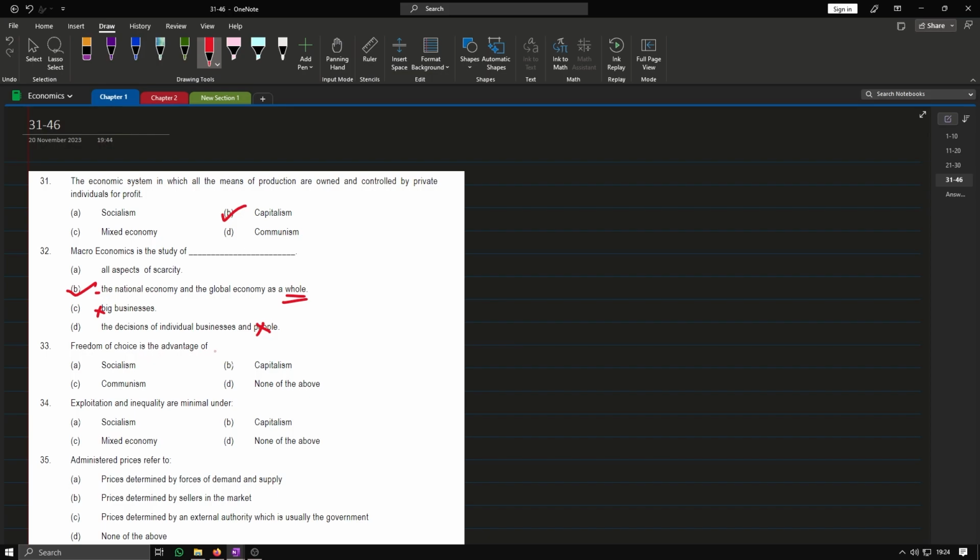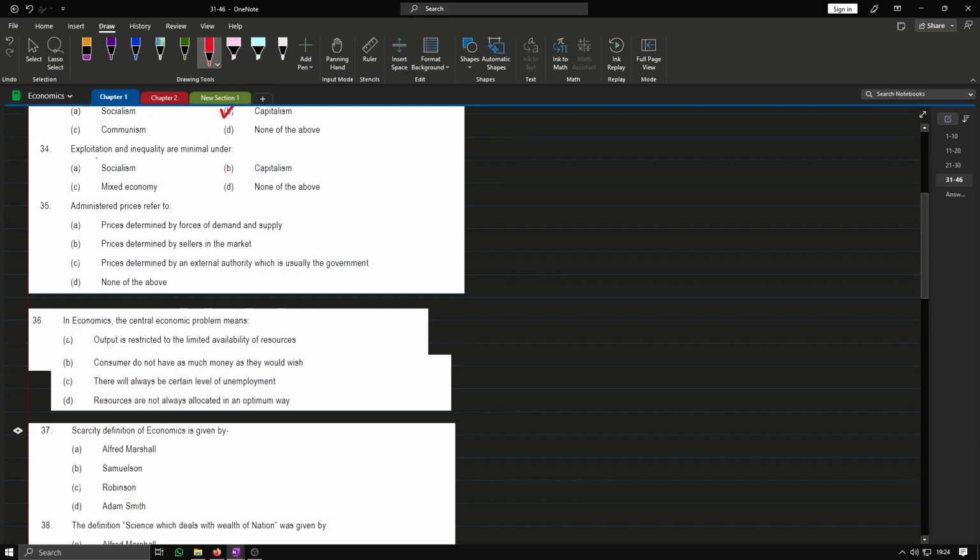33. Freedom of choice is the advantage of dash. Socialism? No. Communism? No. Capitalism? Yes. In capitalism, the consumers are given a freedom of choice. Question 34. Exploitation and inequality are minimal under socialism, capitalism, mixed economy, none of the above. In capitalism, exploitation and inequality are high. In the previous question, we saw that income distribution in a capitalist economy is quite unequal, right? So it's not capitalism. They're asking where it is minimal, so it's not capitalism.